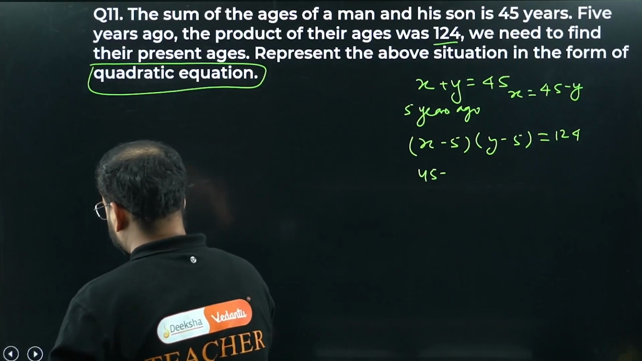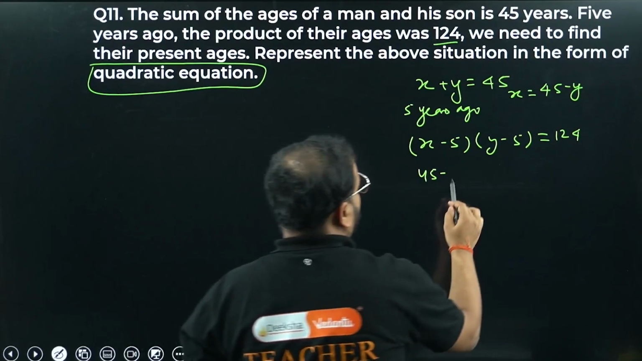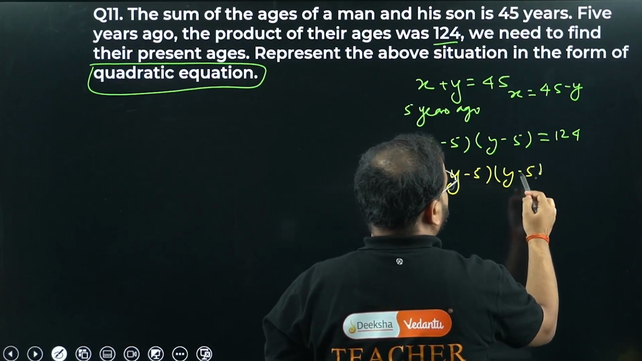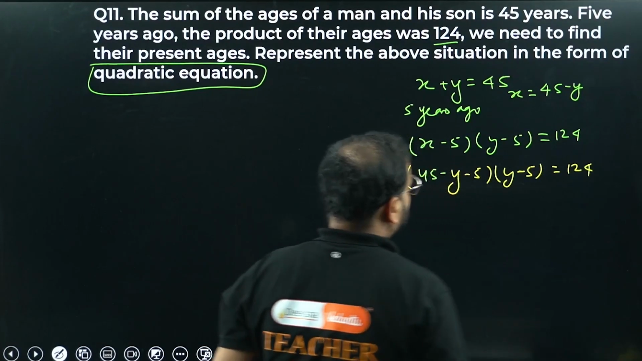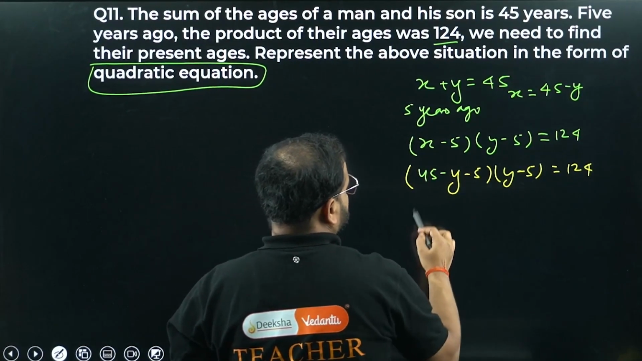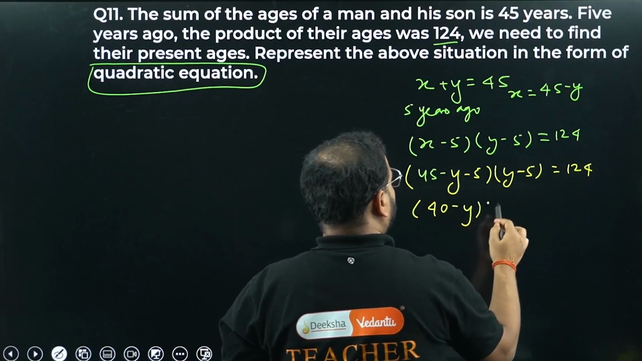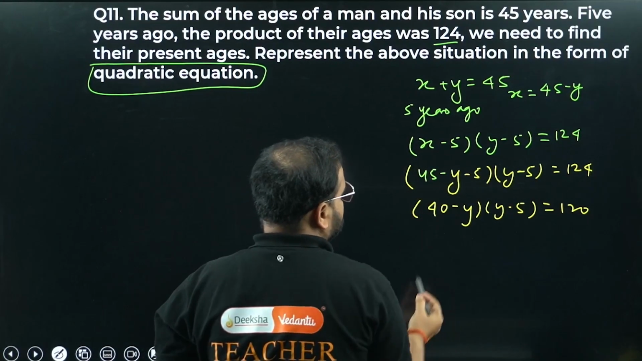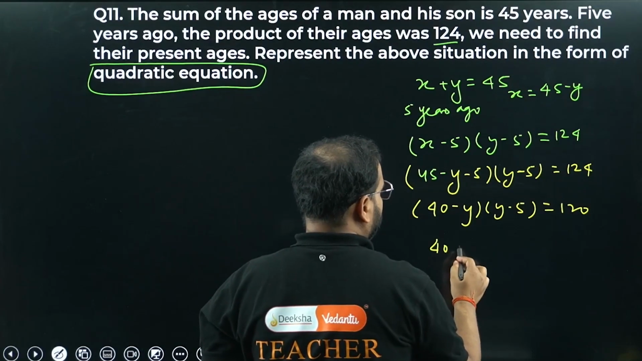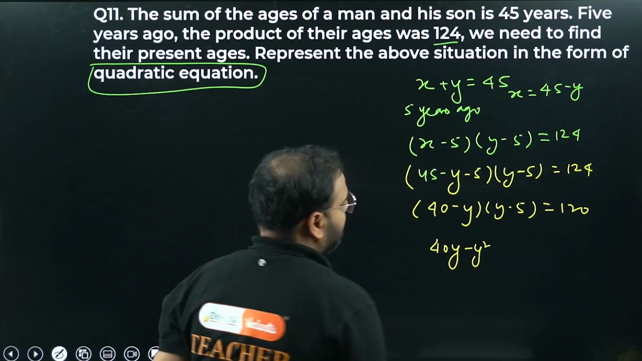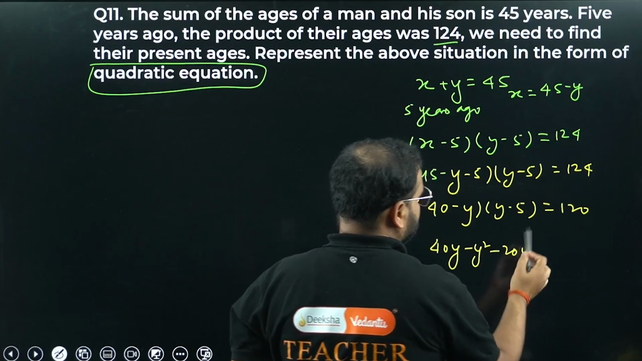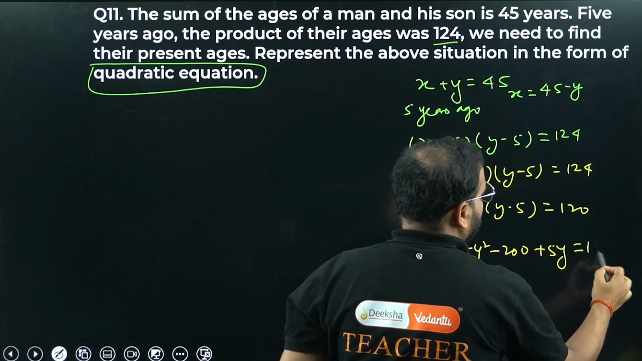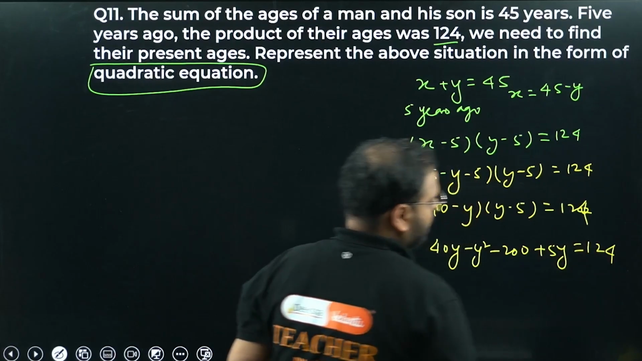45 minus y, minus 5, times y minus 5 equals 124. Please cross check. 45 minus 5 is 40, so 40 minus y times y minus 5 equals 124. Please cross check how much this is going to be. 40y minus y square, minus 200, and plus 5y equals 124, right?